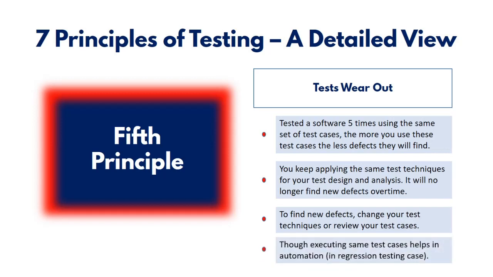Though executing the same test cases helps in automation, especially in the regression test cases scenario. Now, repeating test cases is fine. That is more appropriate when you are doing regression testing. Regression testing is testing what has been tested before, right, due to changes that have been made to the software system. So because changes have been made to fix a particular defect or bug, you may need to retest the software system, and so the same set of test cases will be needed in testing those functionalities again.